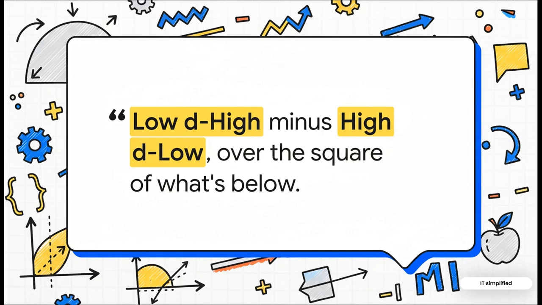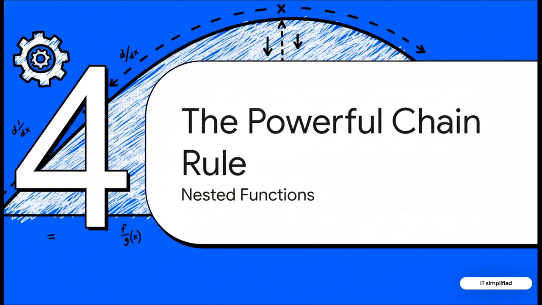So just say it a few times. Low D high minus high D low over the square of what's below. You'll never forget it. All right, we have saved the most powerful and yeah, sometimes the most challenging tool for last. This is what we use for functions that are nested inside of other functions. This is the mighty chain rule.